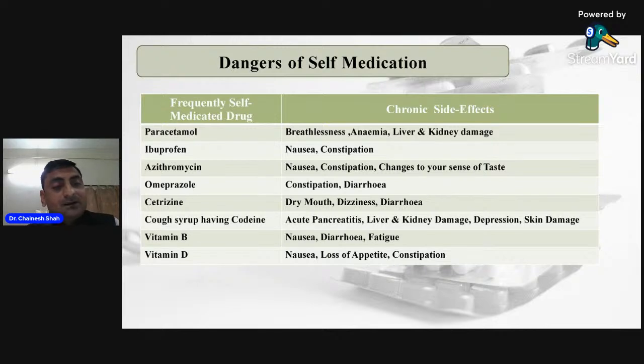We don't know what we are doing with the body. God has gifted us the body. The body has its natural mechanism, and we are disturbing it. See, cough syrup with codeine: codeine disturbs the brain, and it will have some hallucinogenic effect. Now, some people started taking codeine cough syrup, then they realize they are feeling better.